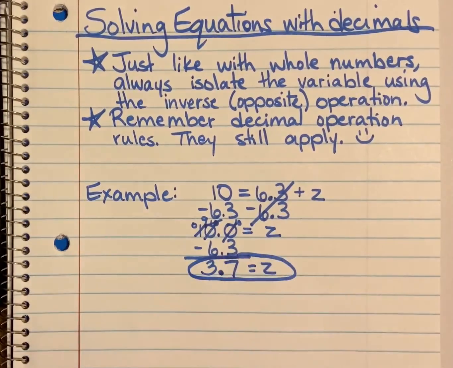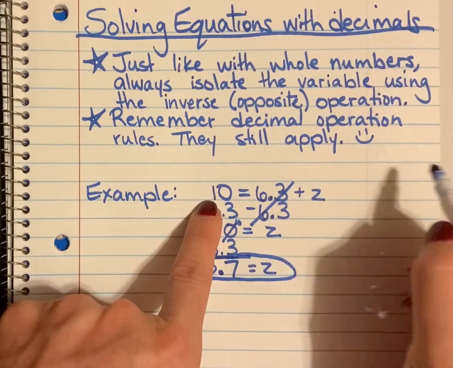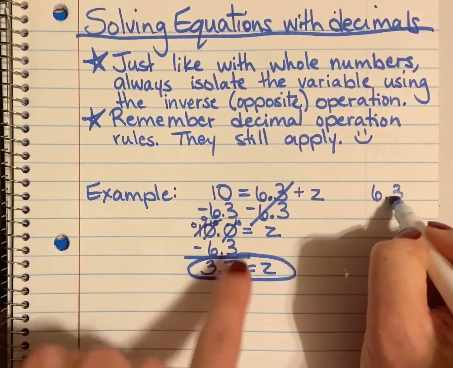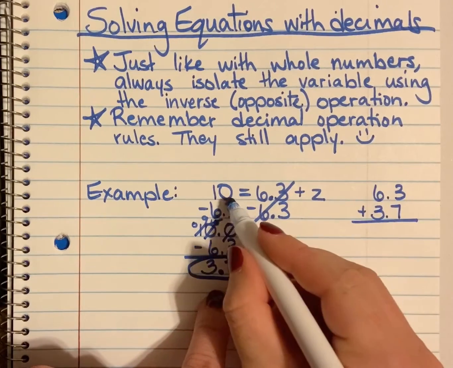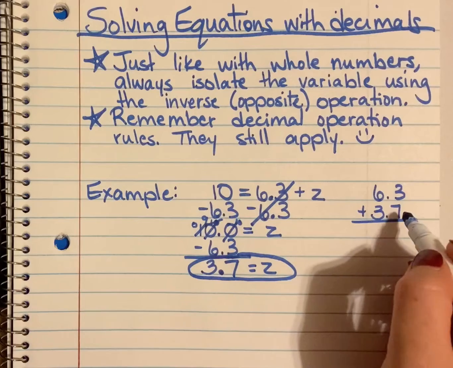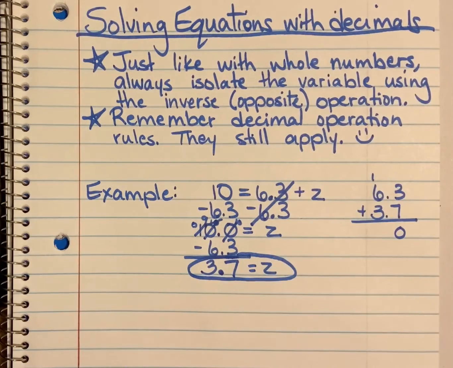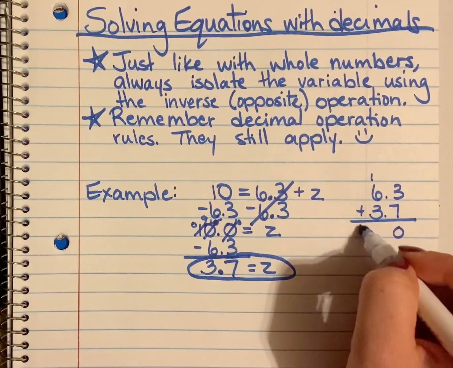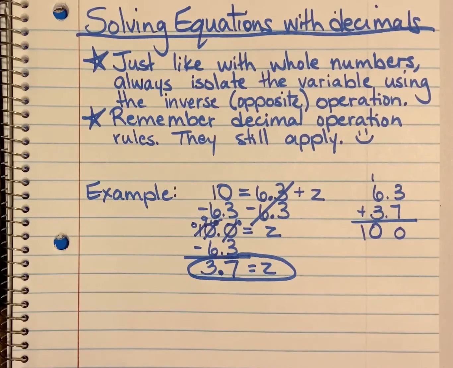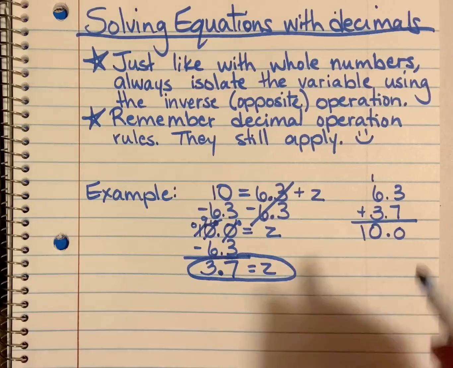What's the good way to check your work? Substitute the value back into the equation to see if we get 10. If I have 6.3 and I add 3.7, I should get 10. 3 plus 7 is 10. 6 plus 1 is 7. 7 plus 3 is 10. Bring the decimal straight down. It did check out.